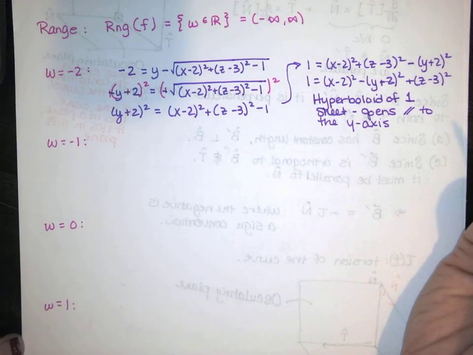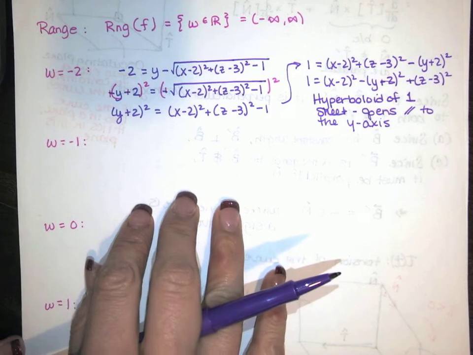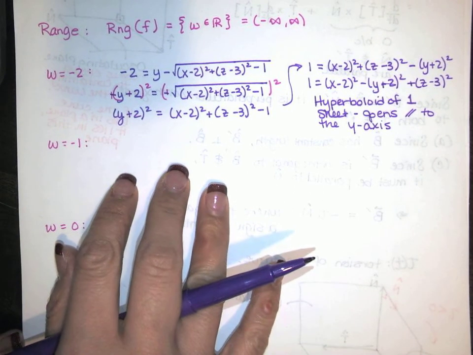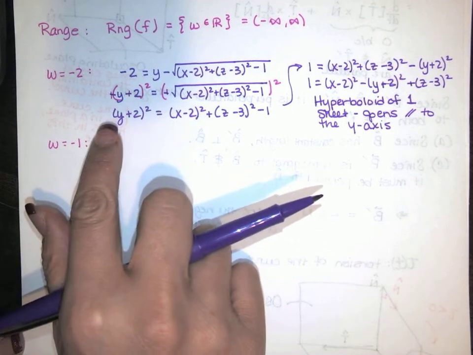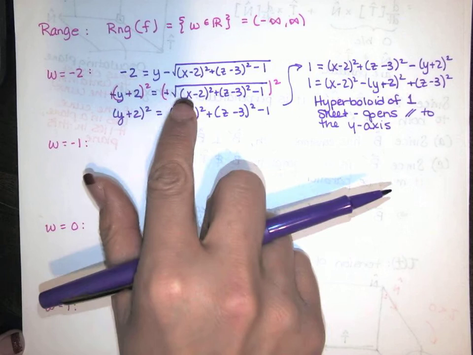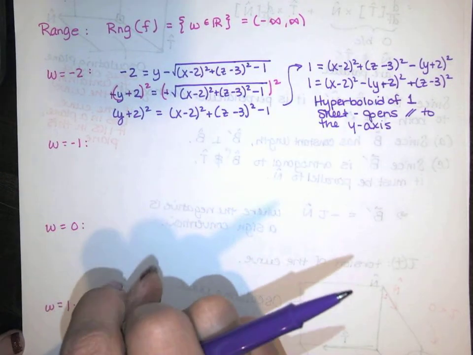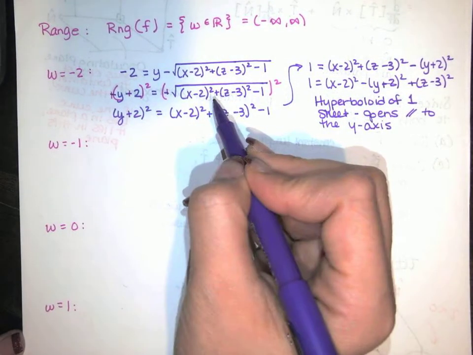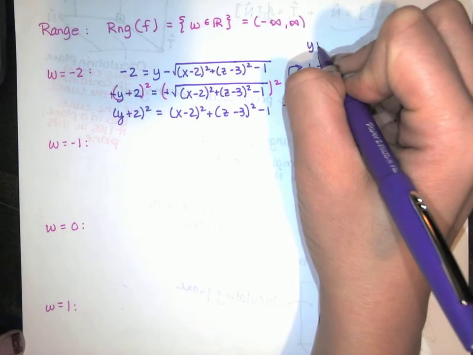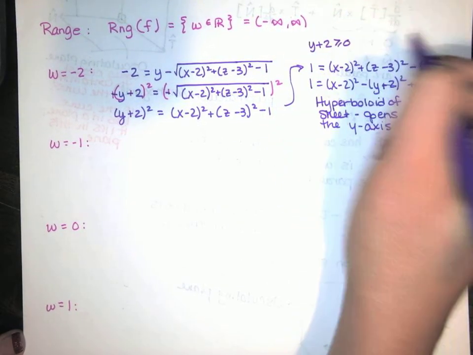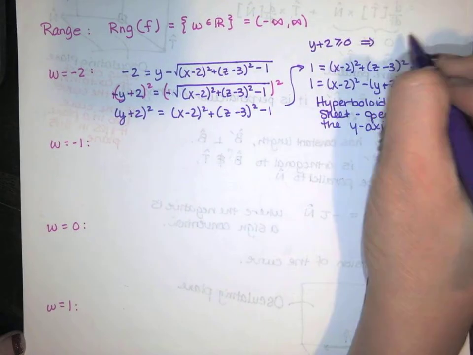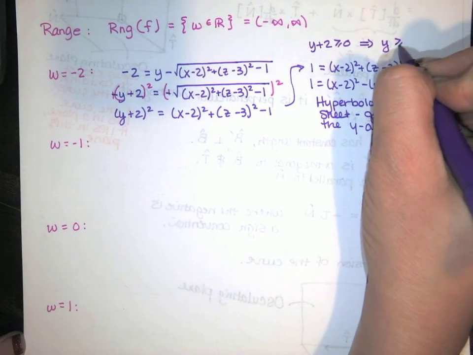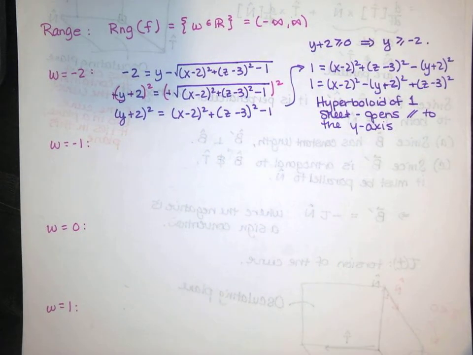And I don't believe there are any restrictions on x, y, or z. Well, we ended up with y plus 2 had to be that positive square root. So y plus 2 must be positive. I guess that's a restriction. It has to be greater than or equal to 0. So y has to be greater than or equal to negative 2.